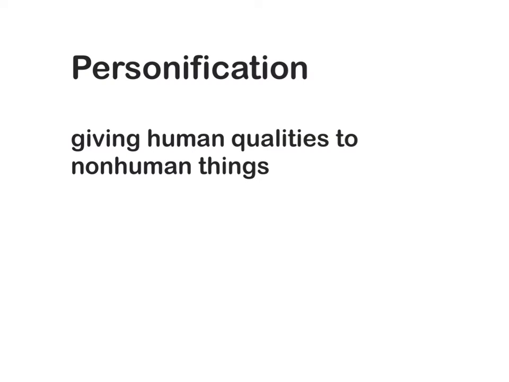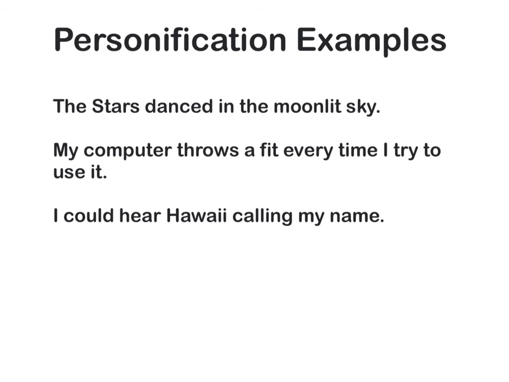The next type of figurative language is personification, and it's when you give human qualities to non-human things. Write this definition in your ISN. The examples that I'm giving you for personification are the stars danced in the moonlit sky. Stars don't really dance. This is just describing that it looks like they're sparkling, and so you might describe them as dancing.